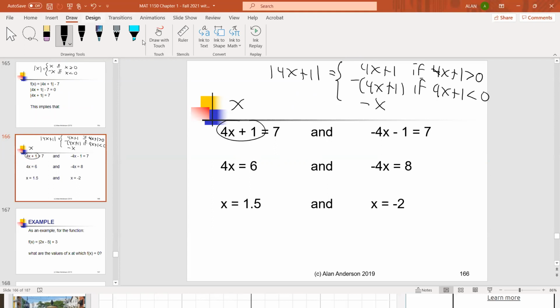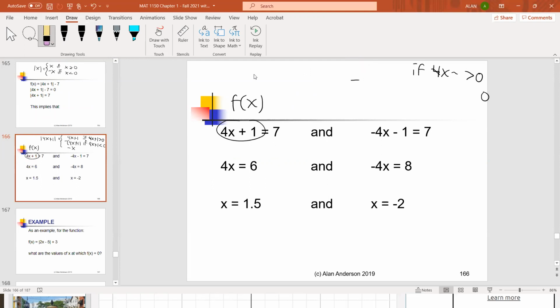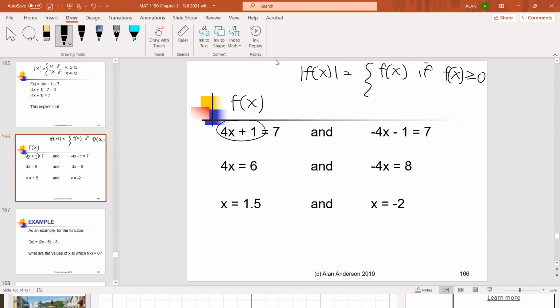I shouldn't probably write it like this. Negative f of x. Let's put it this way. In fact, I'll tell you what. Let me rewrite this. Just in the most general possible terms, the absolute value of f of x is either f of x itself, if f of x is strictly non-negative, and negative f of x if it's negative.